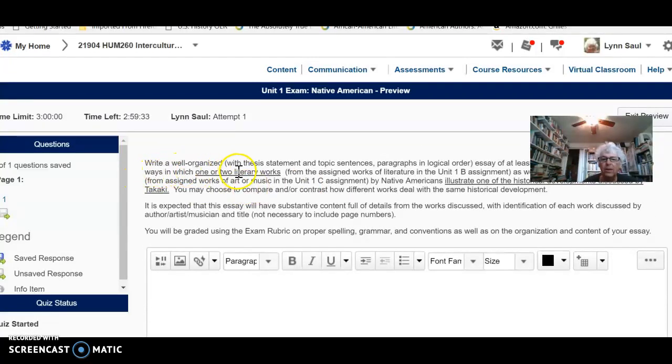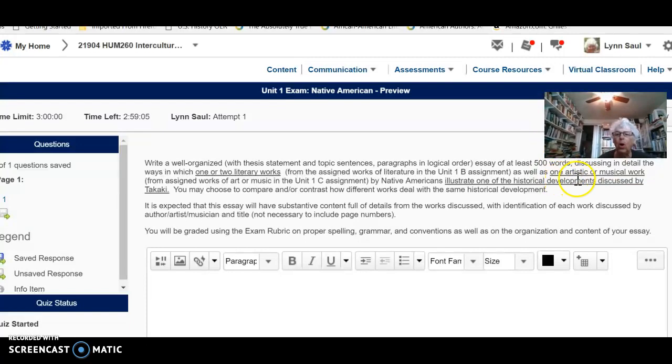Write a well-organized, with thesis statement and topic sentences, paragraphs in logical order, essay of at least 500 words, discussing in detail the ways in which one or two literary works, and notice that I actually have that underlined, from the assigned works of literature in the Unit 1B assignment, as well as one artistic or musical work. Notice the word or. That means one or the other, not both, from assigned works of art or music in the Unit 1C assignment by Native Americans.